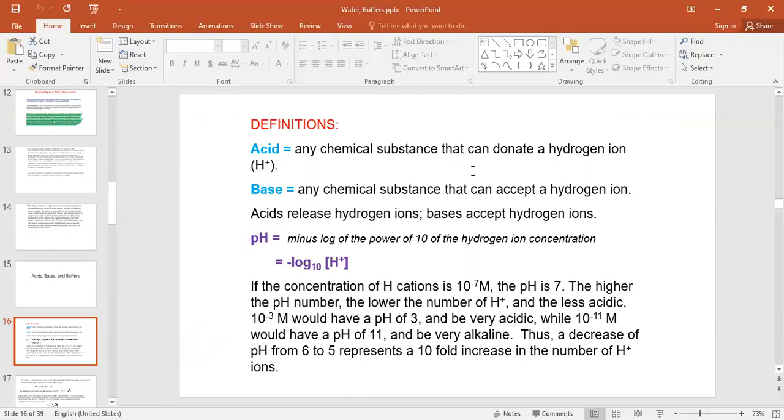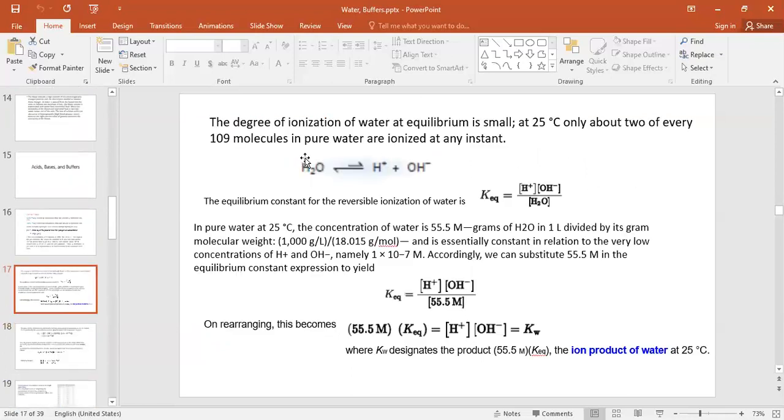So now, what is pH? pH is the minus logarithm of power 10 of hydrogen ion concentration. When I ask students what pH is, they always answer me that pH is a hydrogen ion concentration. No, that is the minus logarithm of power 10 of hydrogen ion concentration. Now, you know that water is slightly dissociated.